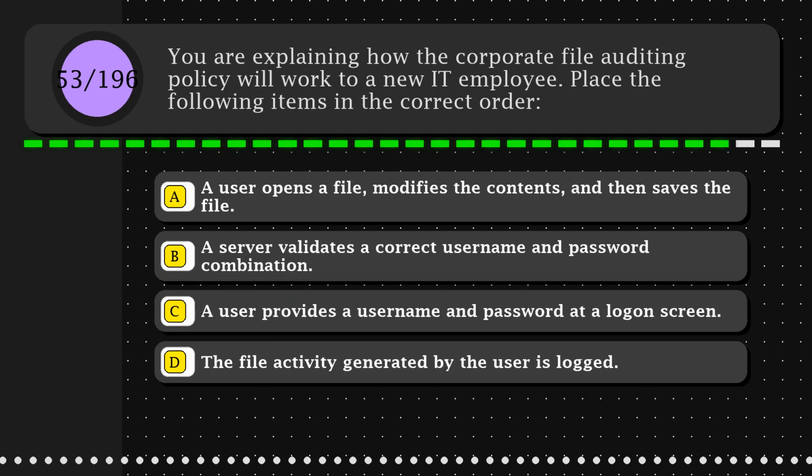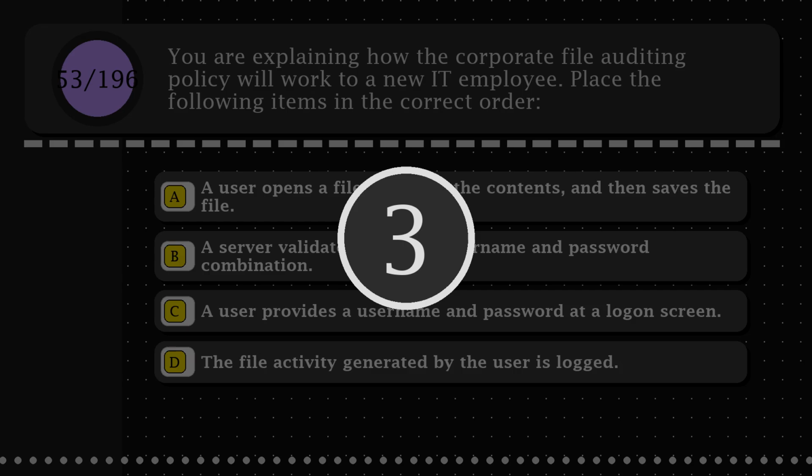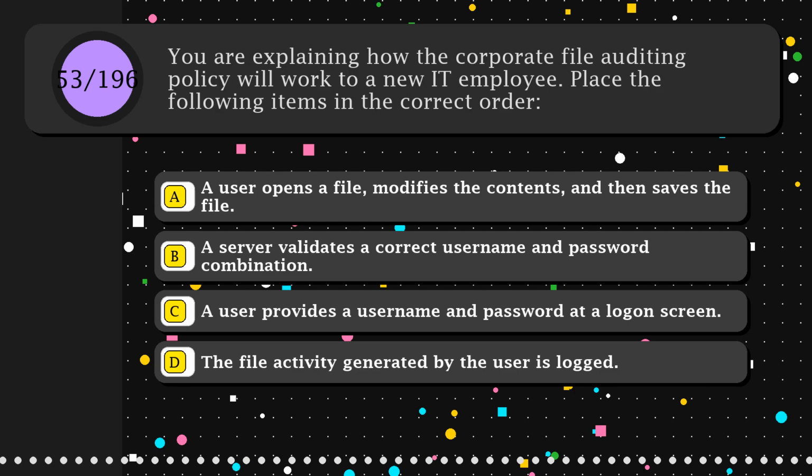Question 53. You are explaining how the corporate file auditing policy will work to a new IT employee. Place the following items in the correct order. Option A. A user opens a file, modifies the contents, and then saves the file. Option B. A server validates a correct username and password combination. Option C. A user provides a username and password at a logon screen. Option D. The file activity generated by the user is logged. The correct answer is option C, B, A, D.